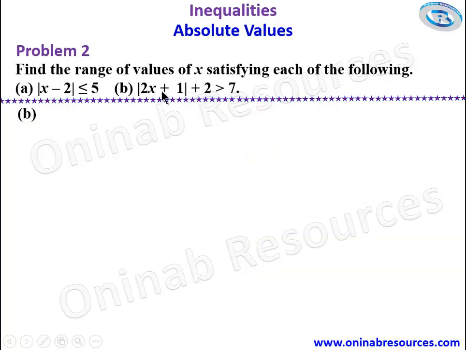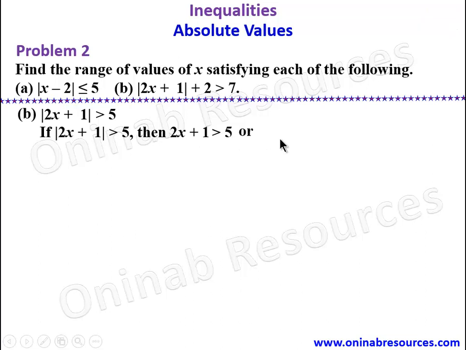For B, we have an absolute value on the left hand side mixed with a non-absolute value number, and we have the non-absolute value number at the right. So we collect the like terms. So we now have 2x plus 1 on the left hand side. Taking this to the other side, it becomes 7 minus 2, which is greater than 5. So we now apply the first approach. So if absolute value of 2x plus 1 is greater than 5, then 2x plus 1 is greater than 5, or 2x plus 1 is less than negative 5.